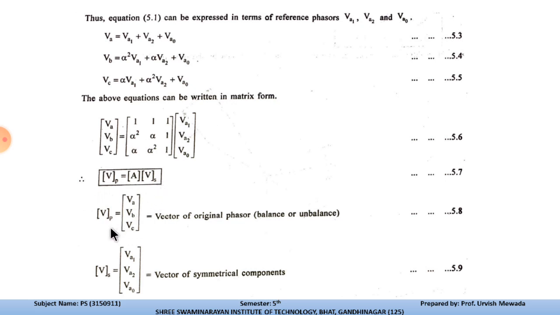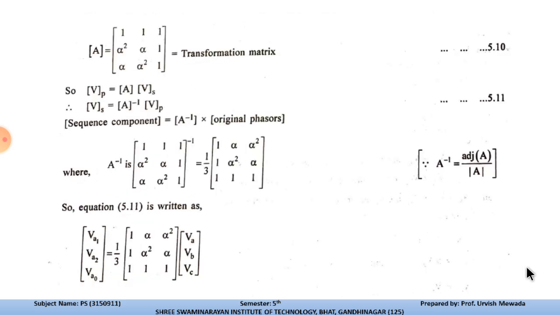So where Vp is equal to VA, VB and VC, which defines the vector of original phasors, which are balanced or unbalanced, and Vs is VA1, VA2 and VA0, the vector of symmetrical components. So we have the reduction of this matrix with the names Vp and Vs, and then we have A, that is 1 1 1, alpha square alpha 1, and 1 alpha alpha square 1. This is called the transformation matrix.